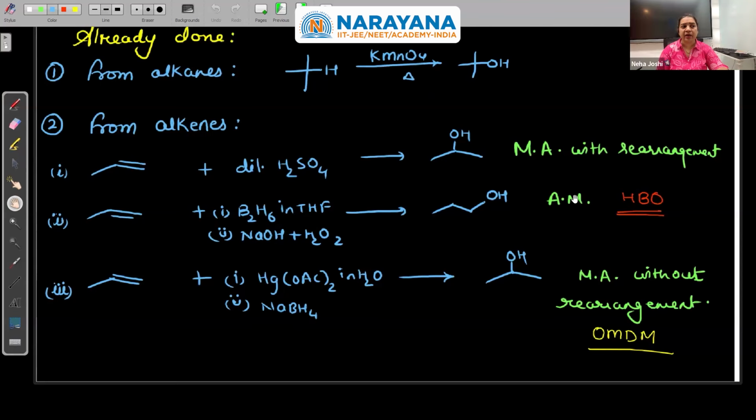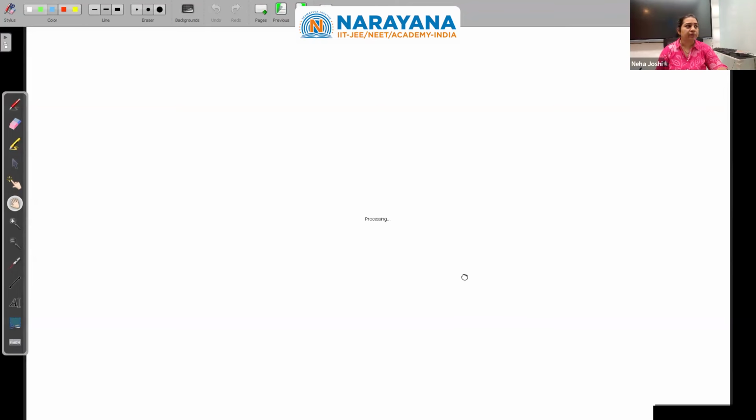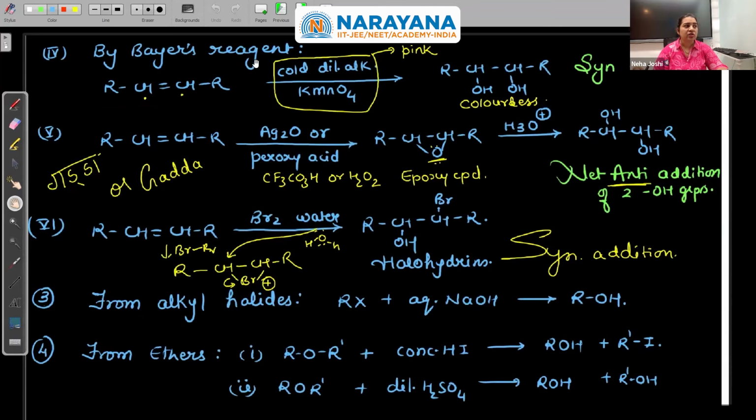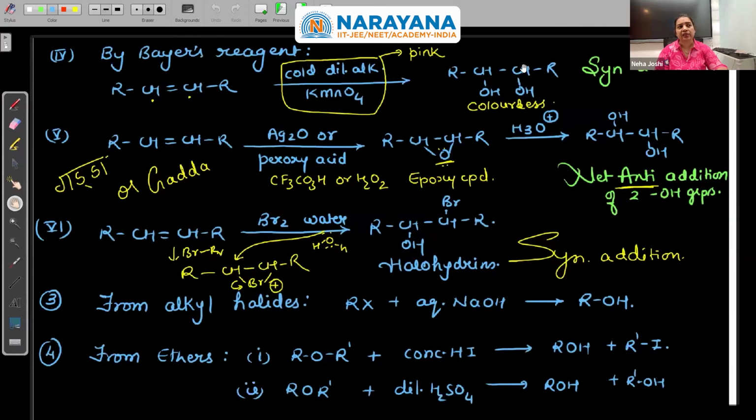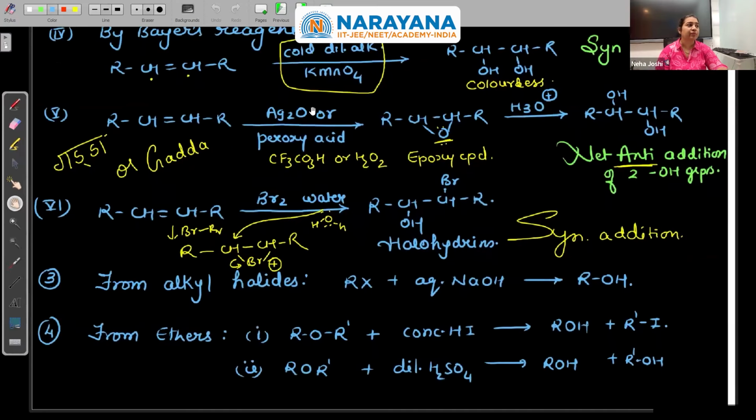Hydroboration oxidation, anti-Markovnikov addition of water. Markovnikov addition of water can be achieved by oxymercuration-demercuration, mercuric acetate in water followed by NaBH4. Then you have a Markovnikov addition of water. By Baeyer's reagent. Now, what is Baeyer's reagent? Again, hydrocarbon week, cold dilute alkaline KMnO4. It was the test of unsaturation for alkenes and alkynes. I'm not talking this week about alkynes because the topic we are doing is alcohol. So only for alkenes, I'm saying if I take this reaction with alkenes, I'll get the vicinal diols, which are colorless.